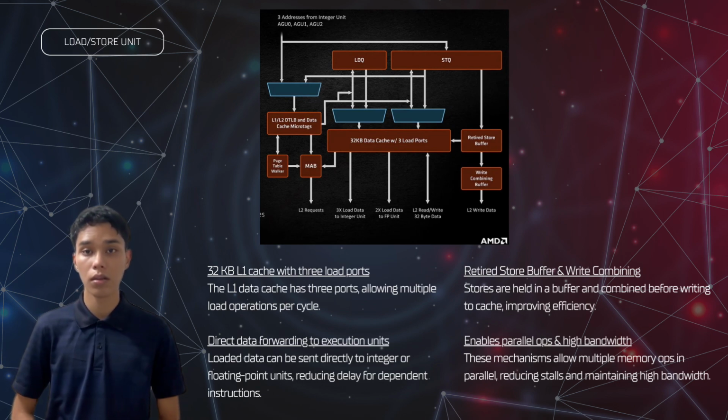For store operations, data is temporarily held in the retired store buffer and later combined in the write combining buffer. This groups smaller writes together, improving write efficiency and reducing traffic to the cache. In summary, the load store unit in Zen 3 is a highly parallel, smartly managed system, from receiving multiple addresses per cycle through intelligent queuing and caching to efficient write combination. It ensures that memory never becomes a bottleneck. This design is a key reason why the Ryzen 7 5800X excels in memory-intensive workloads.